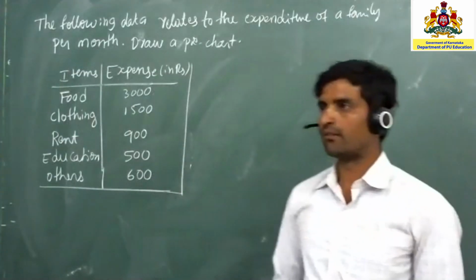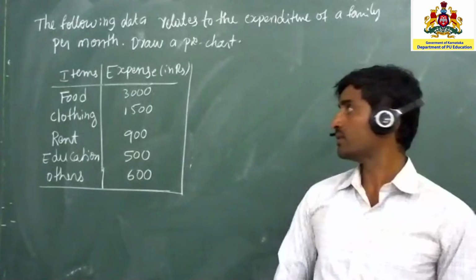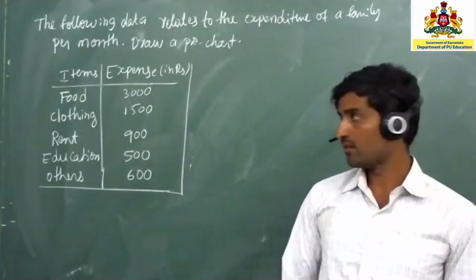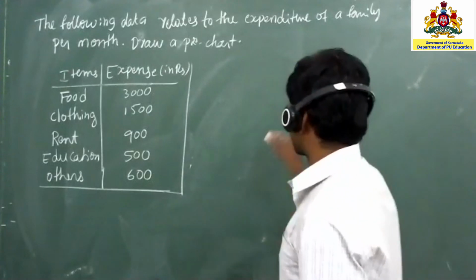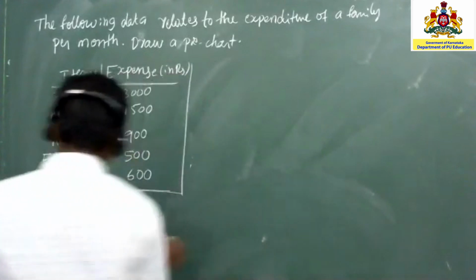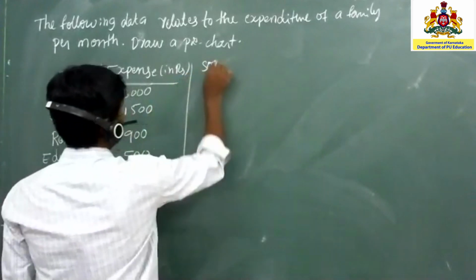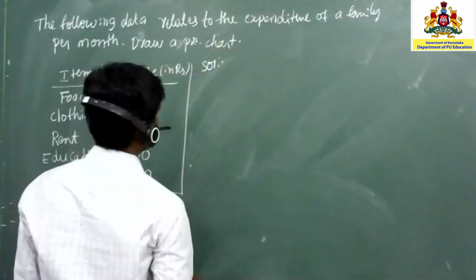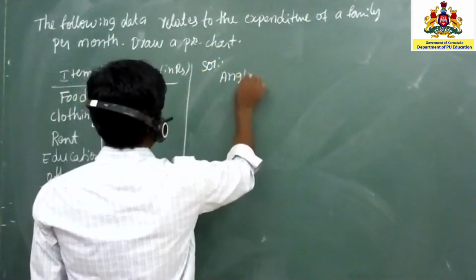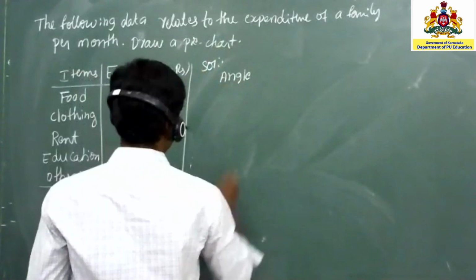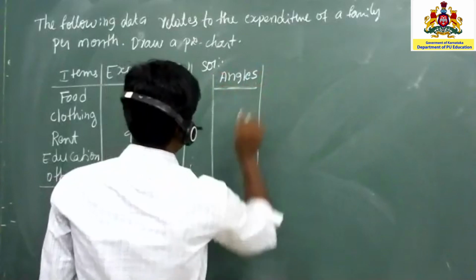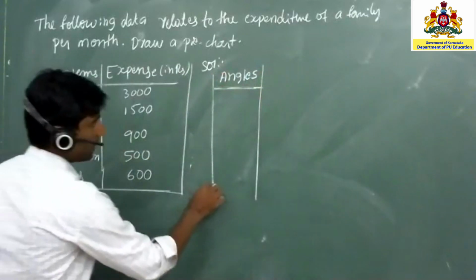Now we have to convert the individual values into angles. How to convert? By using the formula. We'll discuss one example. What is the formula? I will show you the solution. Convert into angles. One example I have copied here.